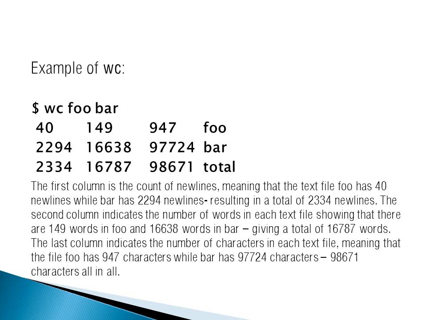The last column indicates the number of characters in each file, meaning that the foo file has 947 characters, while bar has 97,724 characters, which gives us a total of 98,671 characters in all. It's just a simple example, it can change and vary from file to file.